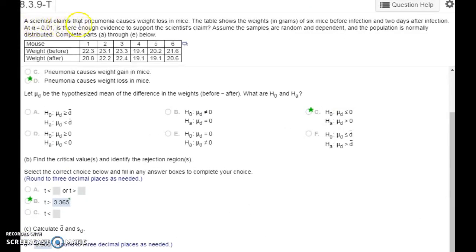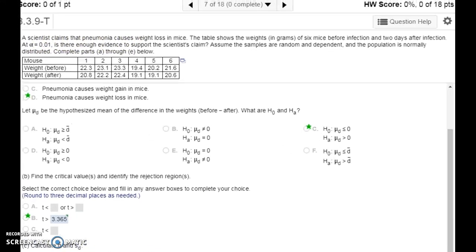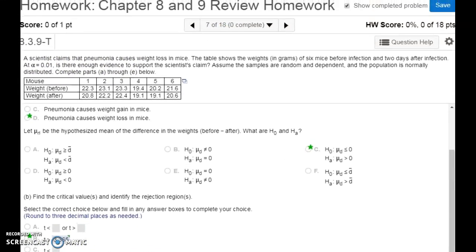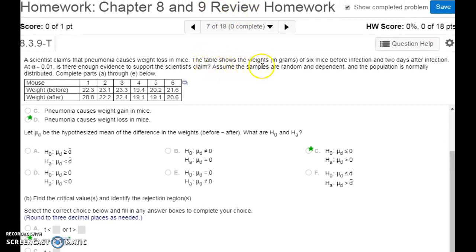A scientist claims that pneumonia causes weight loss in mice, and this is number 7 here of the review homework. The table shows the weight in grams of 6 mice before infection and 2 days after infection. So you can see how this is paired data here. It's the same exact mouse before the infection and after the infection. So there's a clear relationship there. 6 items in our before sample and those same 6 mice in the after they get infected sample. We have our alpha. Is there enough evidence to support the scientist's claim?